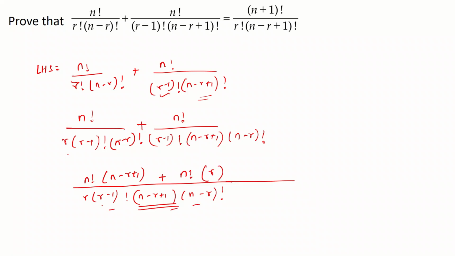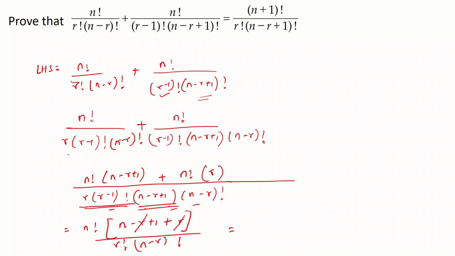Alright, now let's simplify. So we take n factorial common. We have n minus r plus 1 plus r whole divided by, now we can again multiply this. r times r minus 1 factorial is r factorial, and n minus r plus 1 times n minus r factorial is again n minus r factorial. It's again steps backward. Alright, so now we have minus r and plus r getting cancelled. So we have n factorial times n plus 1 divided by r factorial times n minus r factorial.